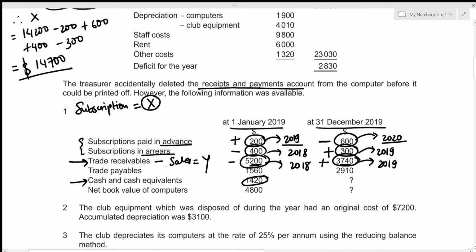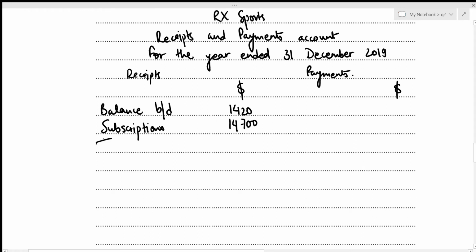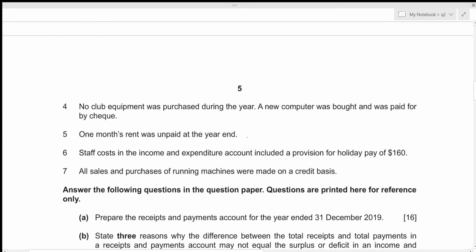Let's write it down under the heading of trade receivables. So that's trade receivables, which we figured out to be 16,260. Let's have a look above again.